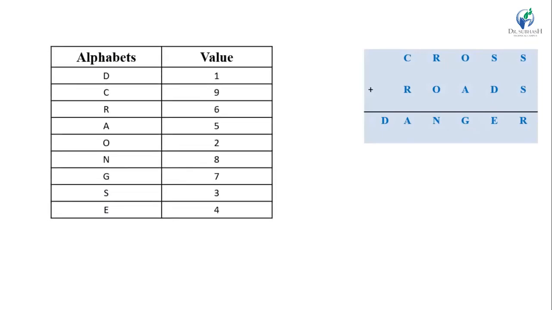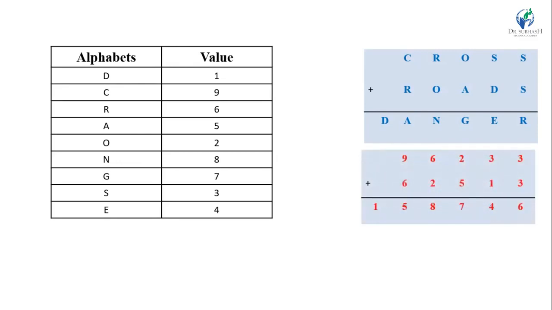So the values of the alphabets are G is equal to 1, C is equal to 9, R is equal to 6, A is equal to 5, O is equal to 2, N is equal to 8, Z is equal to 7, S is equal to 3, E is equal to 4, and put those values in the problem. It looks like this.